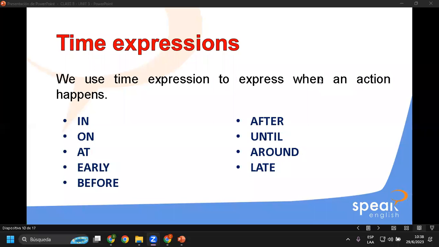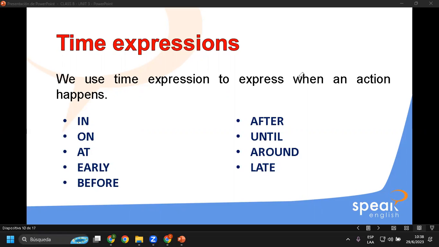But what is that? I need a volunteer for reading, please. What is the time expressions? Marcela, go ahead. Time expressions, we use time expressions to express when an action happened. Thank you. Okay, what is the function, guys, of the time expressions?